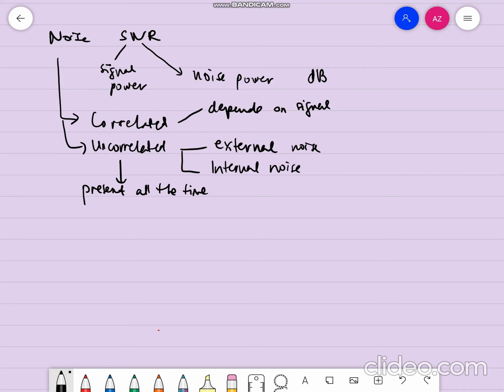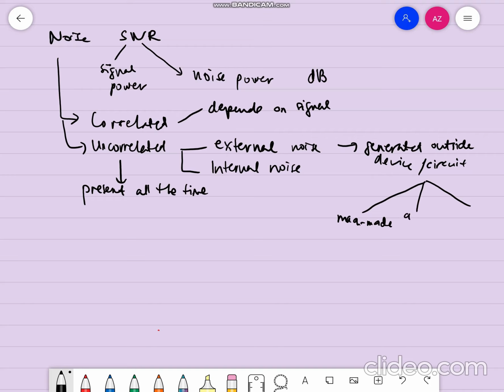The external noise is generated outside the device or circuit. There are three primary sources for the external noise: either man-made, atmospheric, and the other one is extraterrestrial.